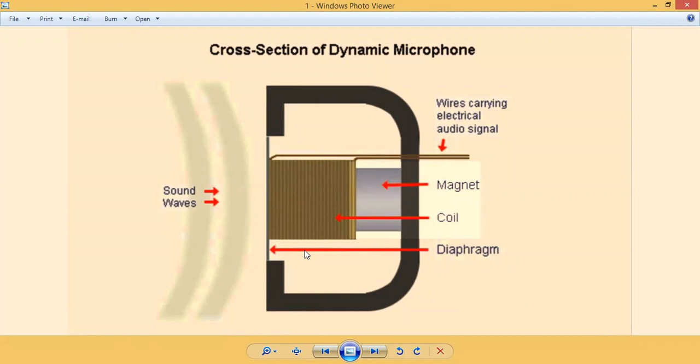How it is done, we'll see. First of all, we'll see this dynamic microphone. Sound wave is generally nothing but the vibrations of particles in this way. These vibrating particles, when they hit this diaphragm, this diaphragm also vibrates according to the particle vibration. So this diaphragm starts vibrating like this. To this diaphragm, this coil is connected. Correct? So as diaphragm is vibrating, coil will also vibrate. But this coil is wound around the magnet.